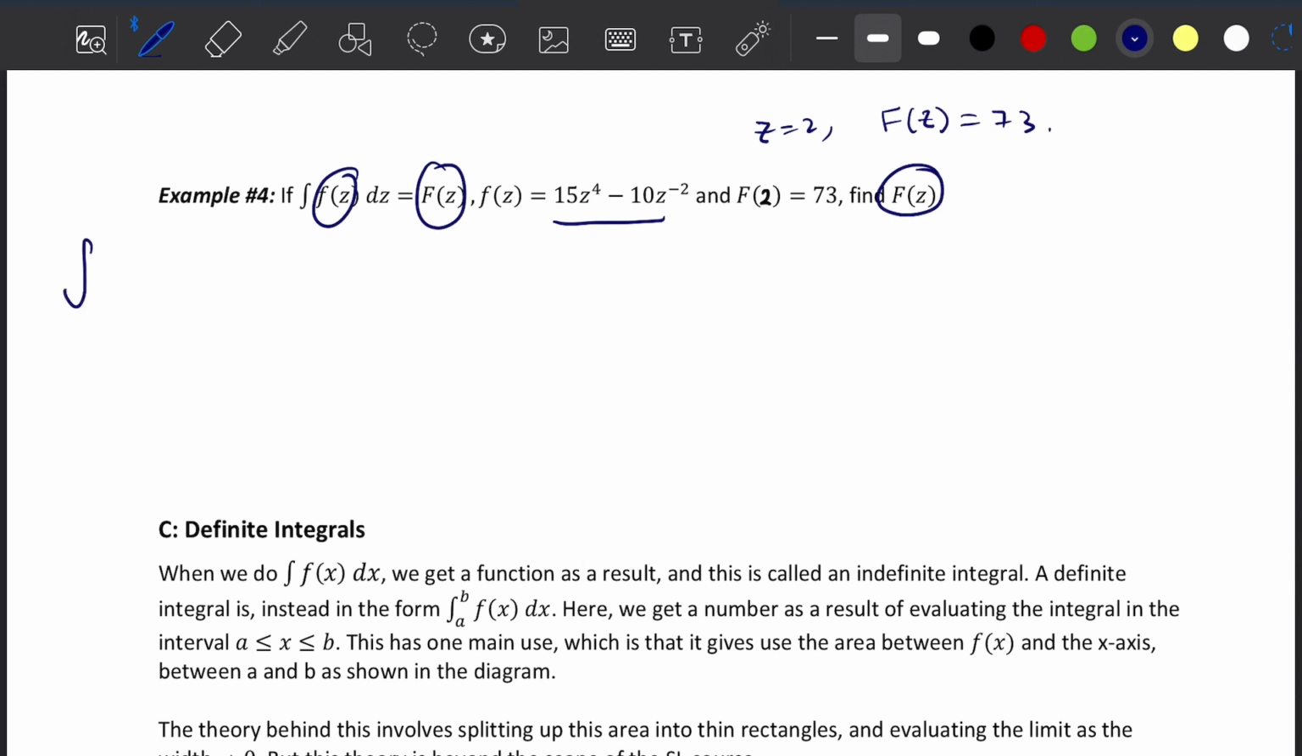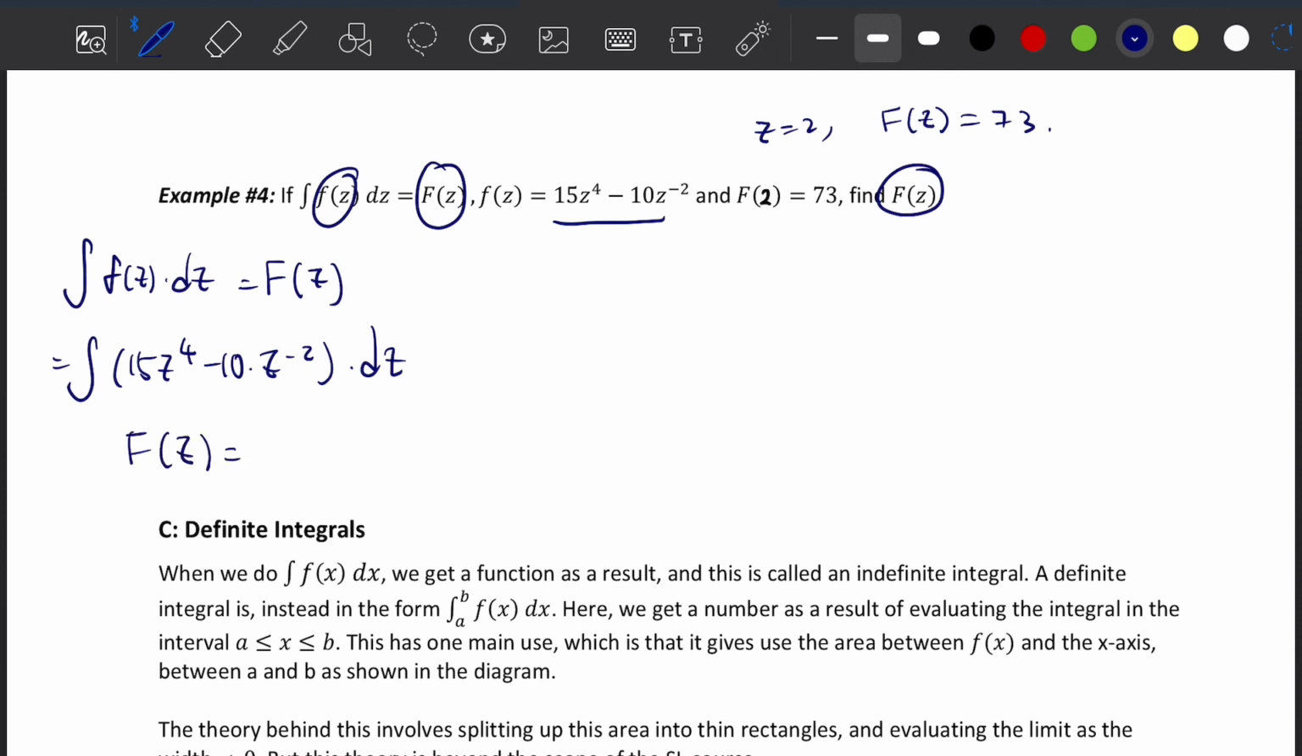So when you have lowercase f of z and you integrate this, it is equal to uppercase F. We know that lowercase f is the same as 15 z to the power 4 minus 10 times z to the power negative 2, and we need to integrate this in terms of z. When we integrate this, uppercase F is the same as 15 times z to the power 4 plus 1 over 4 plus 1, minus 10 times z to the power of negative 2 plus 1 over negative 2 plus 1, plus c.